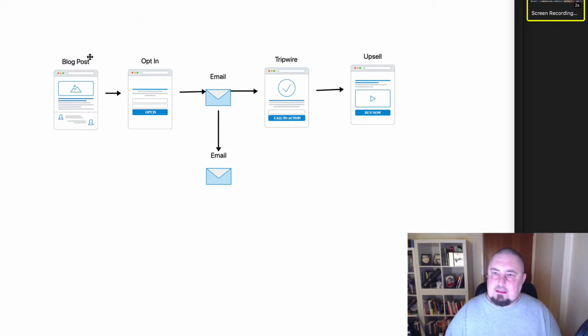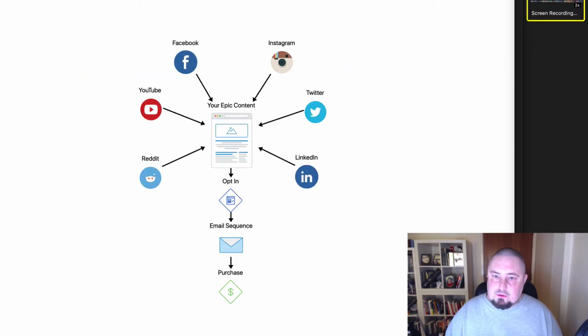So let's drill down into each one of these stages, because we've really got three stages, don't we? So the first one is top of funnel content, and that starts with epic content. So what you're going to do is you're going to promote your epic content on social media and other websites. So you might take a portion of an article, paste it on Facebook with a link back to your blog post. Same with Instagram. You will have a link going from the picture on Instagram to your blog post. Twitter, LinkedIn, Reddit, YouTube. You get the idea. Everything leads back to here.